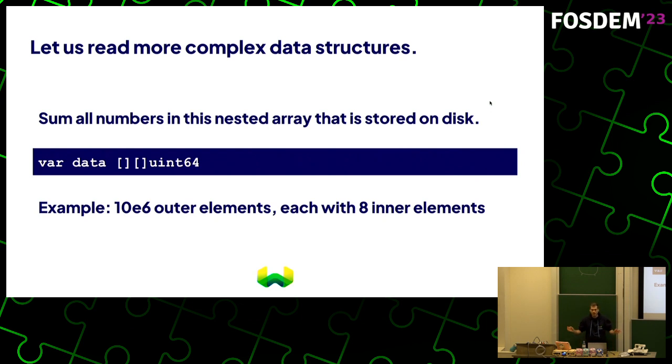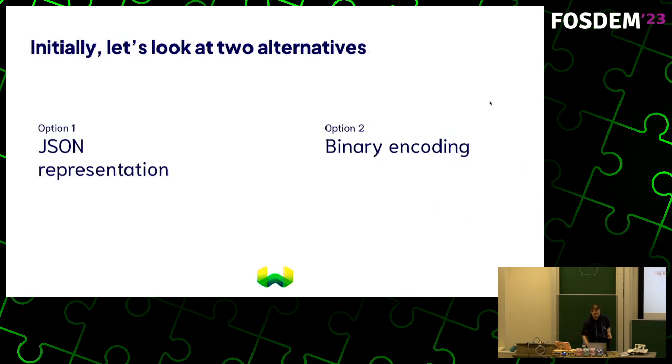Of course, in reality, you'd have string props and that kind of thing, but just to show that there's more going on than a single number. Let's say we have 80 million of them, so 10 million in the outer slice, and then 8 elements in each inner slice, and our task is just to sum those up. So these are 80 million numbers, and we want to know what is the sum of them. That is actually a realistic database task for an OLAP kind of database.